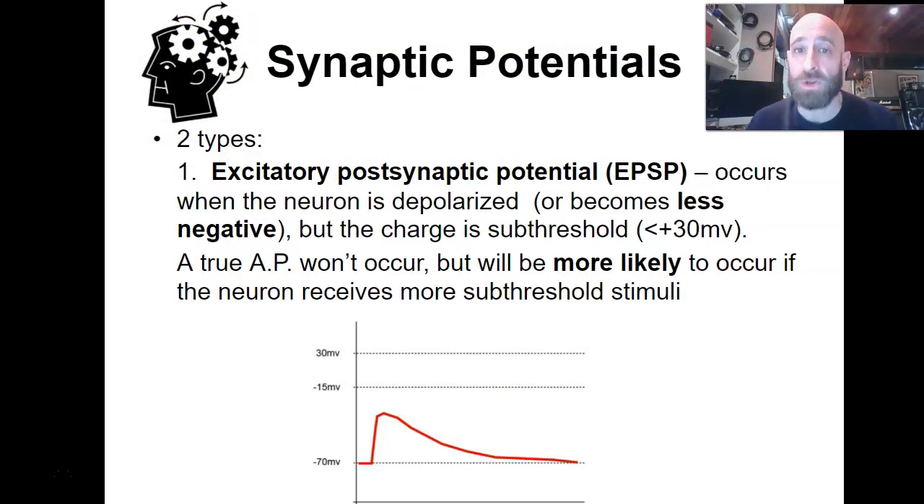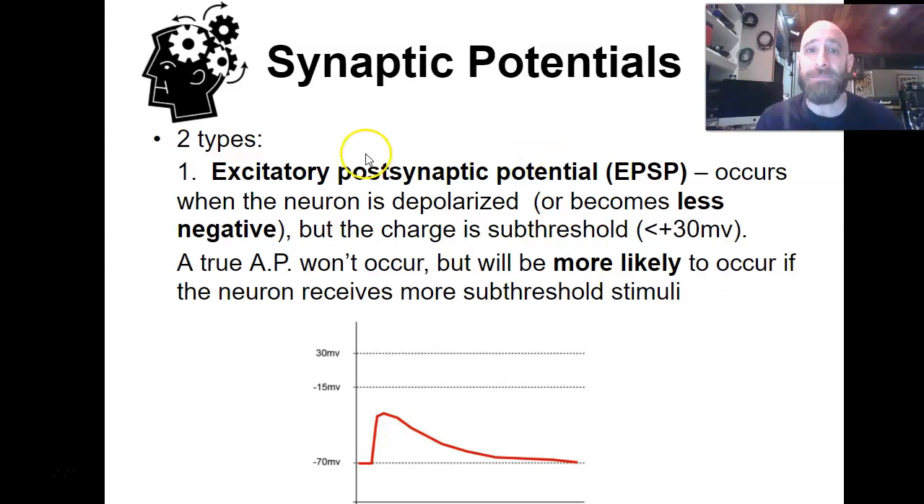So excitatory postsynaptic potential. What the heck does that mean? Well, excitatory, to excite something means to make it happen, right? To inhibit means to prevent it. So an excitatory postsynaptic potential is going to trigger a response. Postsynaptic just means it's the neuron after the synapse. So this is the neuron that is being stimulated. And then potential just means change in membrane, right?